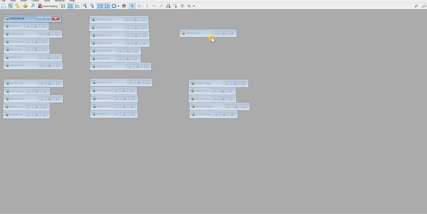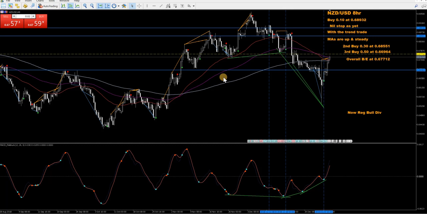I'll start with a straggler. This is a New Zealand USD 8-hour chart. I'm in 3 buys. So each blue horizontal line represents a level. You can read my notes. Bought 1, second buy, bought 0.3, third buy, bought 0.5. Overall break even at 0.67712, and that's that yellow dashed line there.